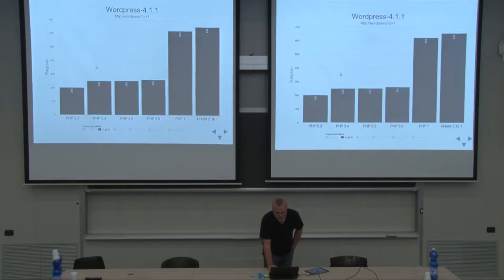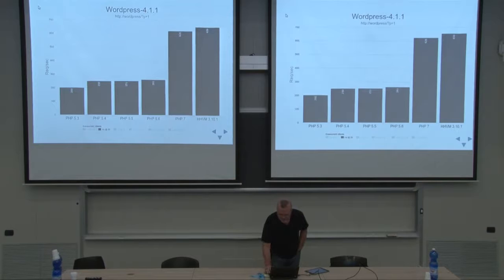WordPress. Drastic improvement on WordPress. Mostly because both the PHP 7 team and the HHVM team use WordPress as a guinea pig. So we look at the WordPress code and we try to figure out how do we speed up the language for this particular code. So here you see basically a 3x. Like if you're using PHP 5.3, you're going from 200 requests per second to 626 for PHP 7 and 656 for HHVM. This little gap bothered me a bit. It's like, what the heck? We're so close.